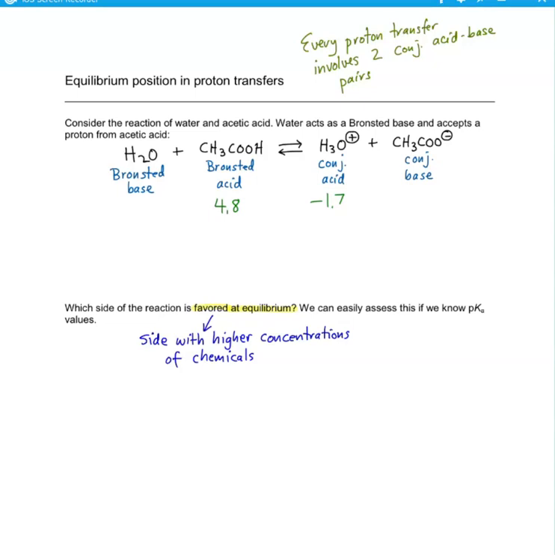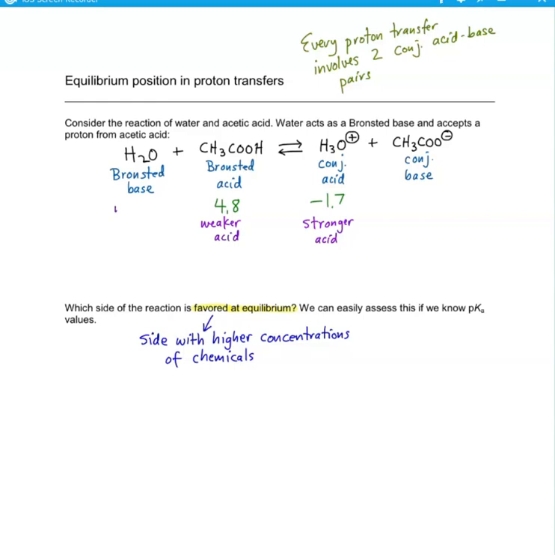Well, first of all, we know that the smaller the pKa value, the stronger the acid. So right away, we can assess the fact that the hydronium ion is a stronger acid than the acetate ion. So that's step one. We know which is the stronger and which is the weaker acid by virtue of their pKa's. Now, another thing that we can get from this is the fact that in one of these proton transfer reactions, the weaker acid is always going to be on the same side of the equation as the weaker base. Remember, just like we have two acids, we also have two bases.